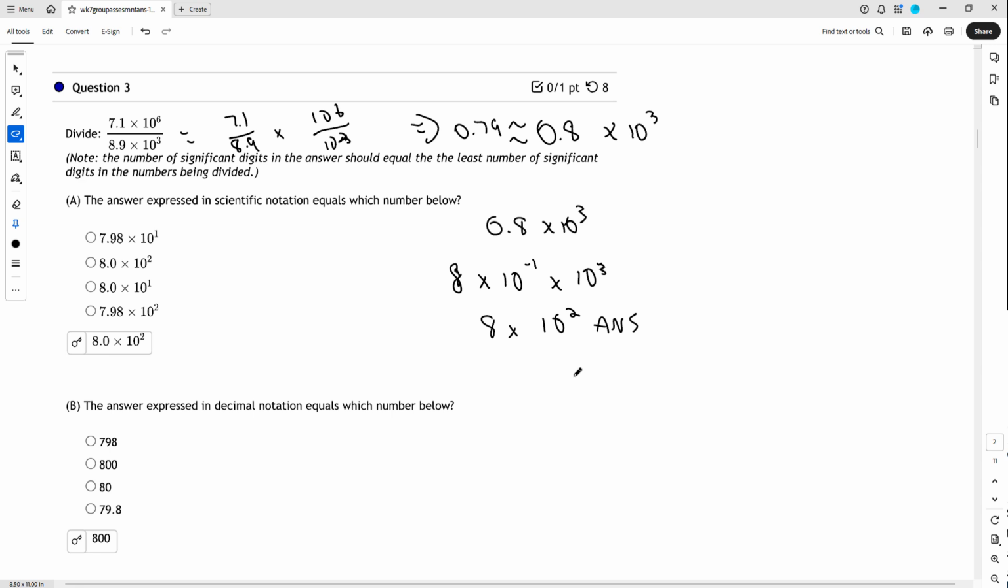And what would this be as a whole number? Well, I have 8 times 10 squared, which is the same thing as 8 times 100 or 800.